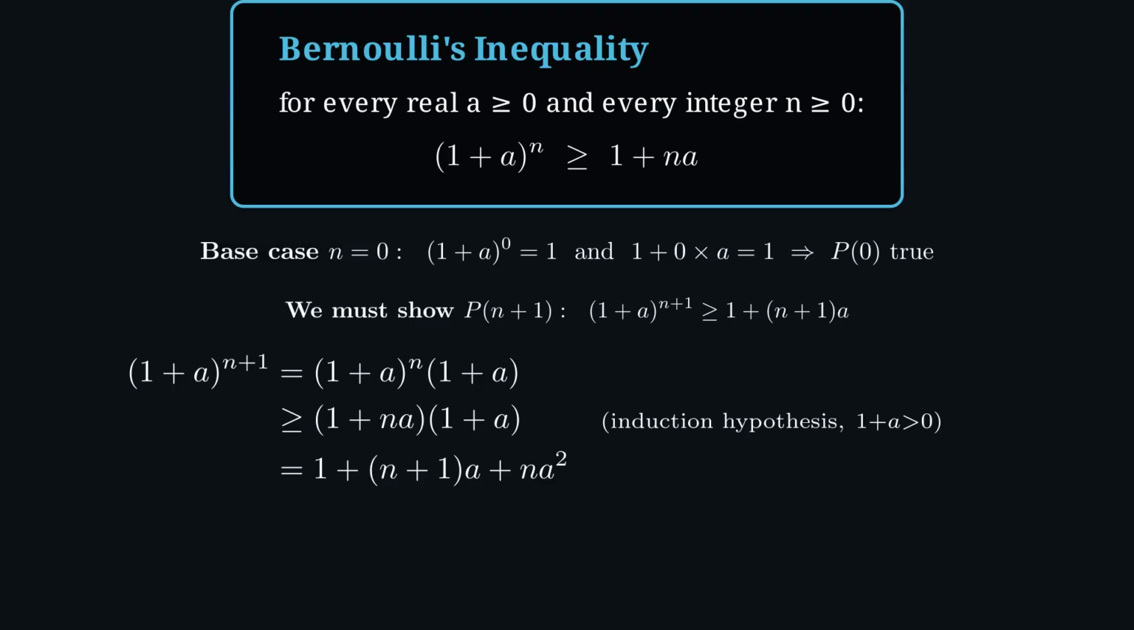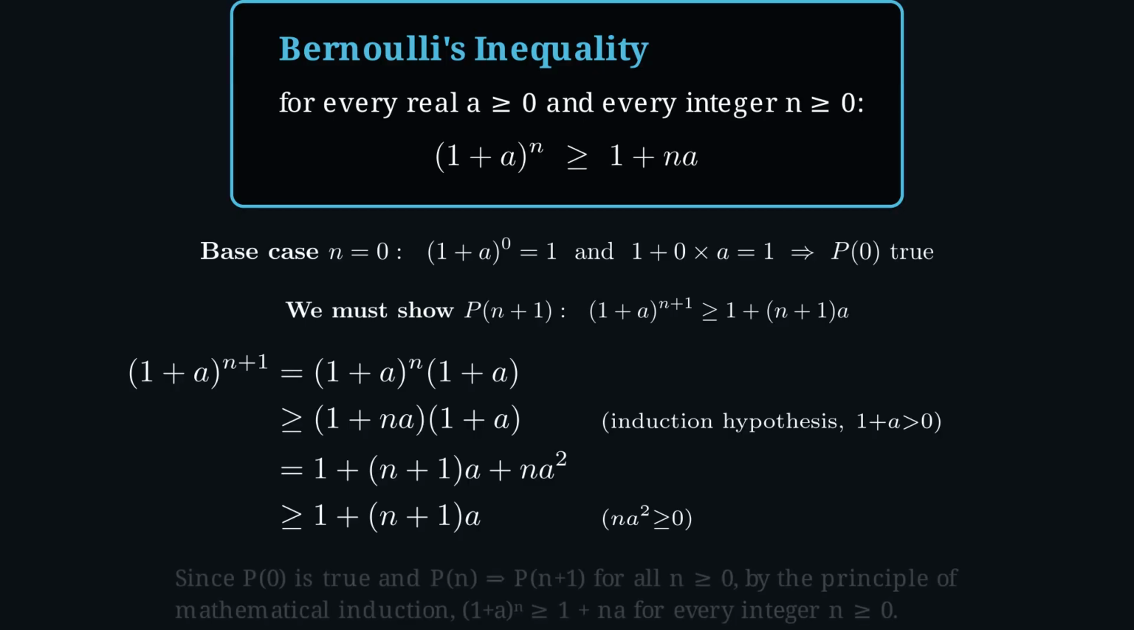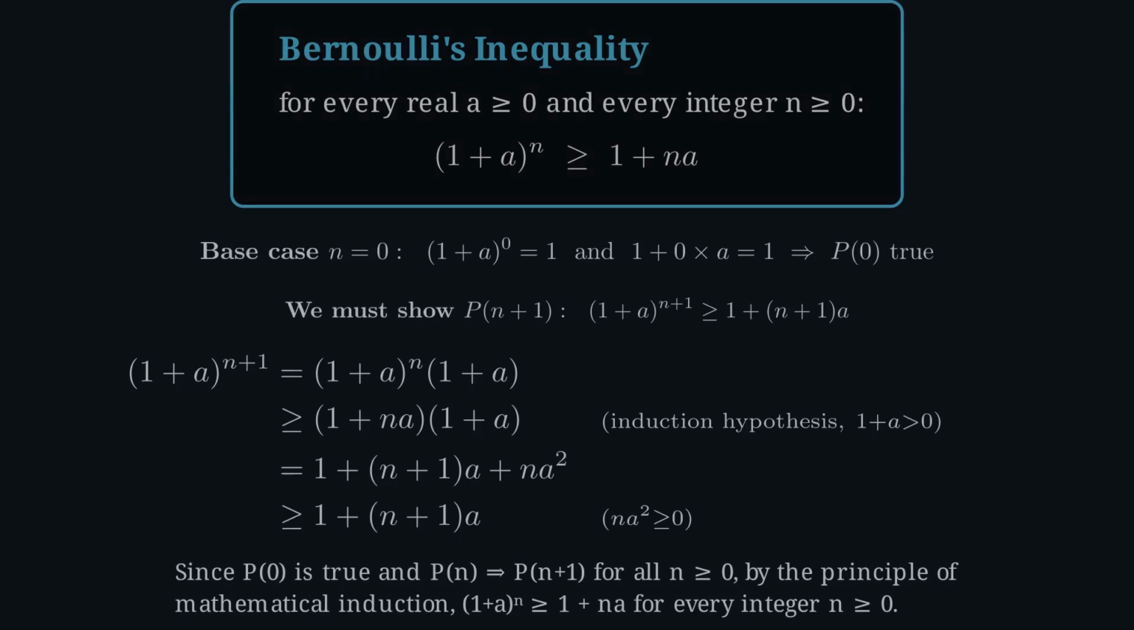Expand the right. 1 plus n plus 1 times a plus na squared. And na squared is at least 0, so the whole thing is at least 1 plus n plus 1 times a. Dropping that spare term makes our bound looser, not stronger, but looser is all we need. The claim at n plus 1 stands. By induction, true for every n.